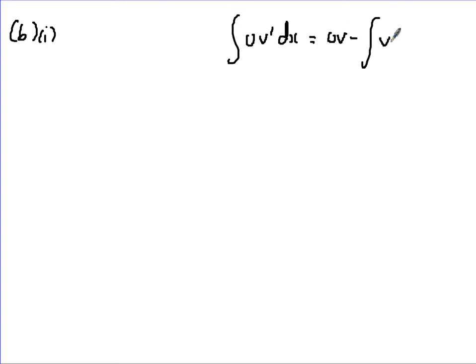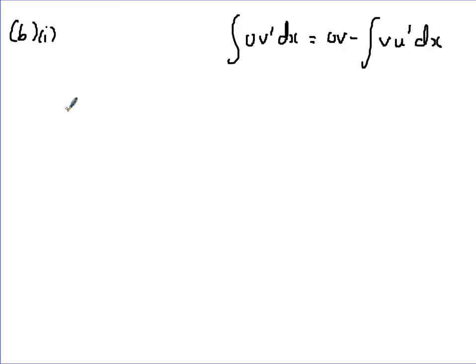Part B, part 1 then, states to use integration by parts twice to find the exact value. So this again is really tough, using it twice. So the first thing to do is be very clear on what we have here. So it's uv minus the integral of v u dash dx. So what we're looking to do here is decide what our u and our v are going to be.